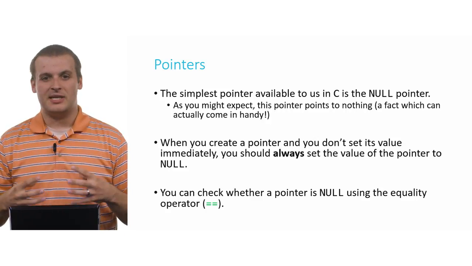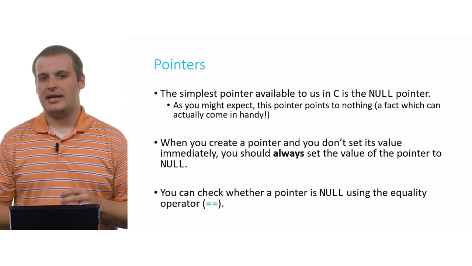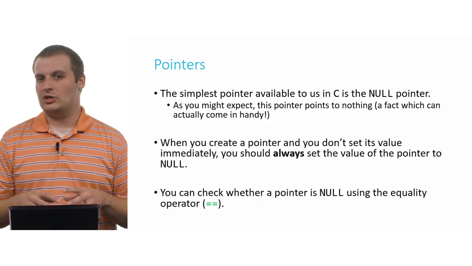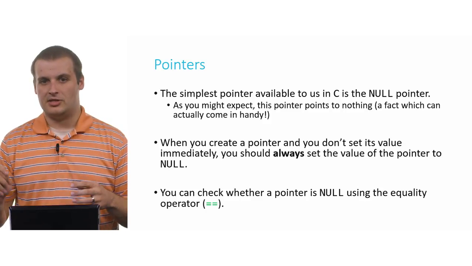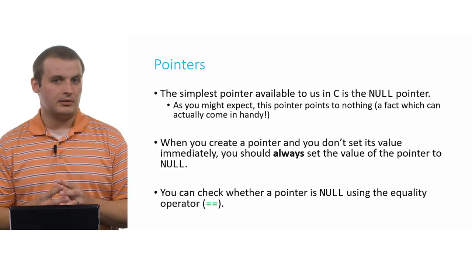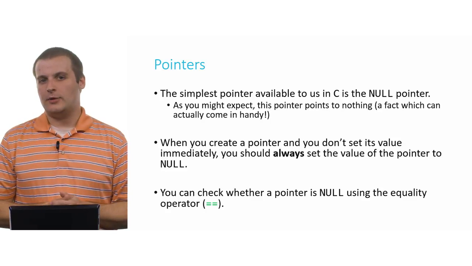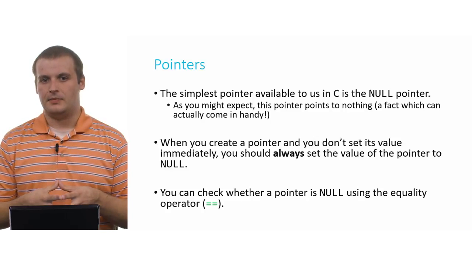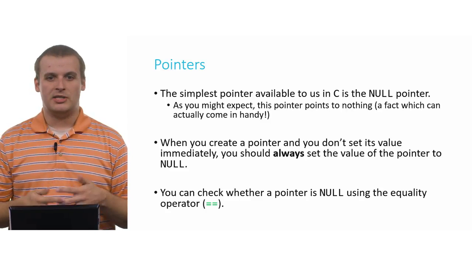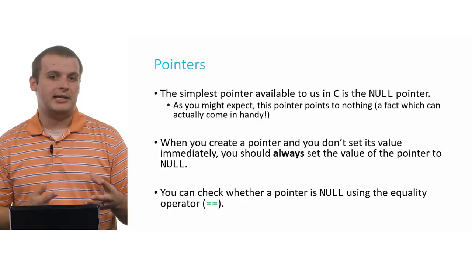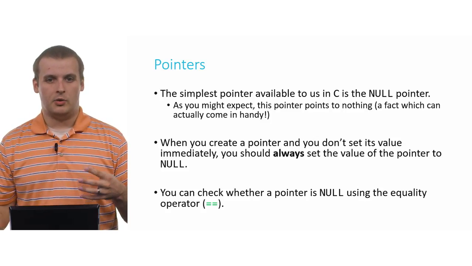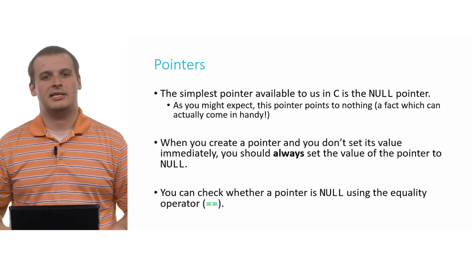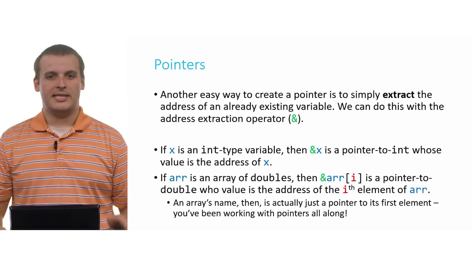If we don't set its value to something meaningful immediately, you should always set your pointer to point to null. You should set it to point to nothing. That's very different than just leaving the value as it is, than declaring a pointer and just assuming it's null, because that's rarely true. So you should always set the value of a pointer to null if you don't set its value to something meaningful immediately. You can check whether a pointer's value is null using the equality operator equals equals, just like you can compare any integer values or character values using equals equals as well. It's a special sort of constant value that you can use to test. So that was a very simple pointer, the null pointer.